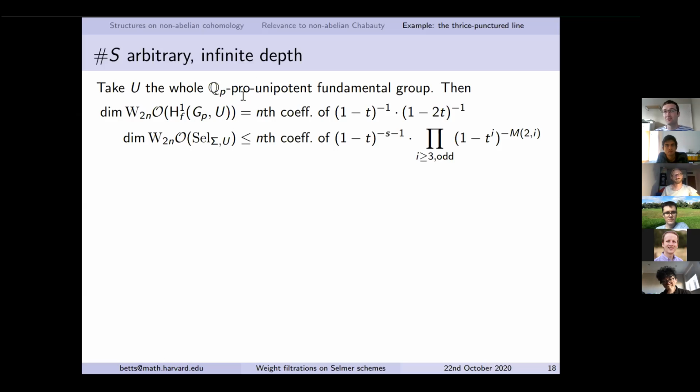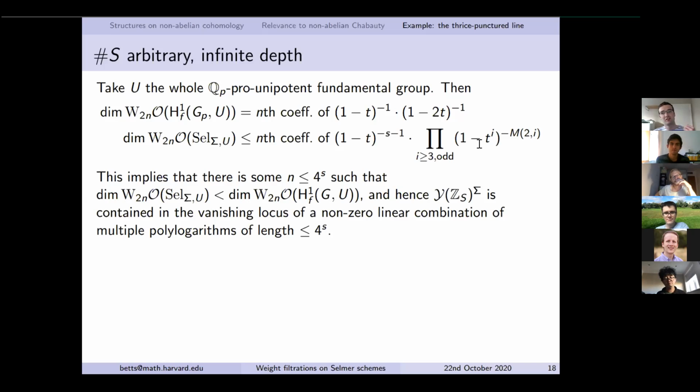And one nice thing about the whole QP pro-unipotent fundamental group is that this top formula is especially nice. The dimension of this weight filtered piece is the nth coefficient of this particular power series. The corresponding thing for the upper bound on the dimensions of the weight filtered parts of the affine ring of the global Selmer variety is a little bit more complicated, but you can still get a good enough handle on these things to show the following, namely that when n equals 4 to the s, you get the expected dimension inequality. And what this tells you is that this particular subset of the s-integral points is contained in the vanishing locus of a non-zero linear combination of multiple polylogs of length at most 4 to the s.